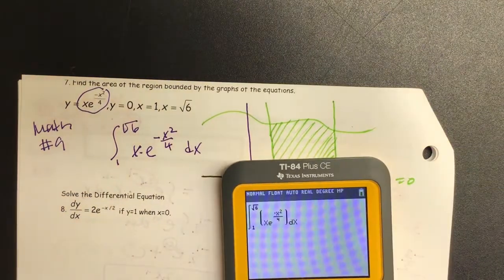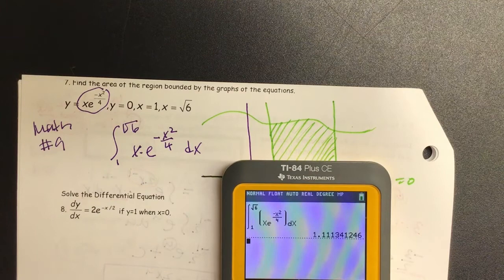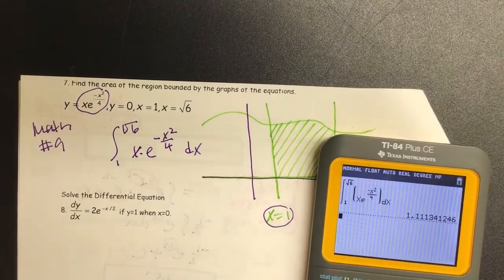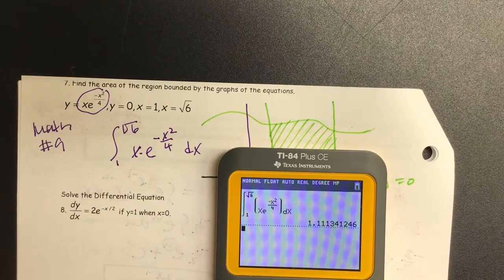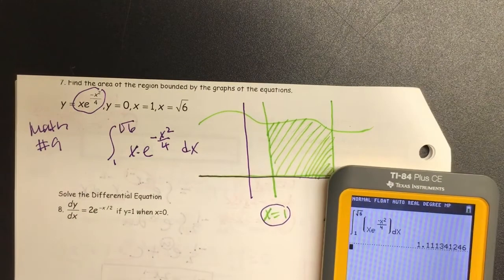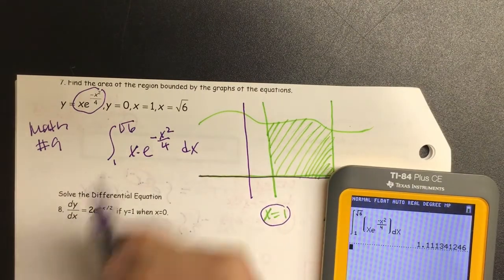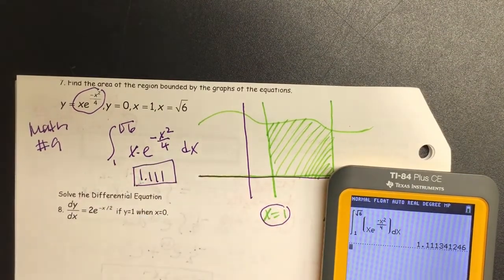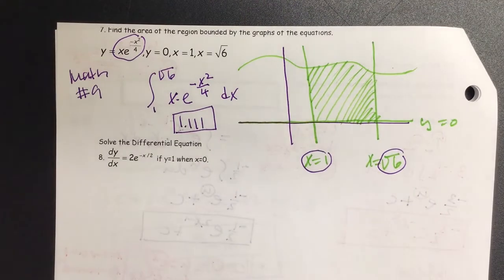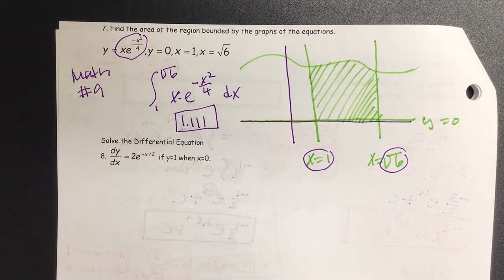So what was the area under the curve? Negative. I got 1.111. Did you maybe swap the radical 6 and the 1, possibly? Yep. If it goes the other direction, it does positive and negative the other way around. That's okay. Is everyone good on that? So if it's a calculator portion, do not mess up. All right? Okay, let's go on to number 8.